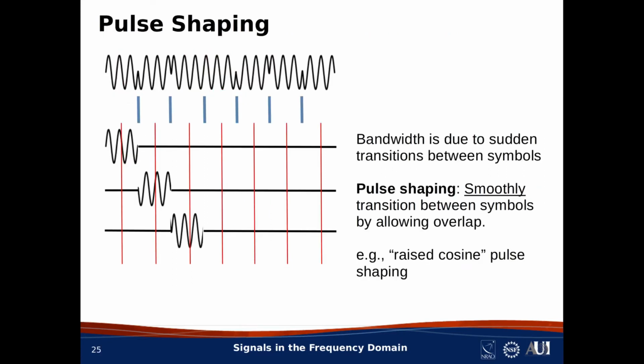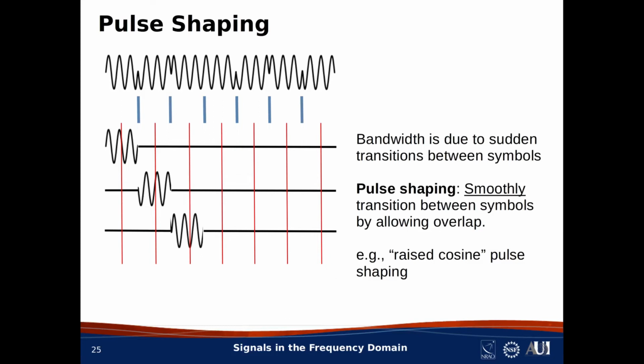Once you realize the bandwidth is due entirely to the abrupt change in the waveform at the symbol boundaries, this raises the question: is it possible to reduce the bandwidth by smoothing out those abrupt changes? Well, the answer is absolutely yes, and this is called pulse shaping. The idea is that before, without pulse shaping, the waveform is simply a set of time-limited symbol waveforms that we add together, as shown in this slide.